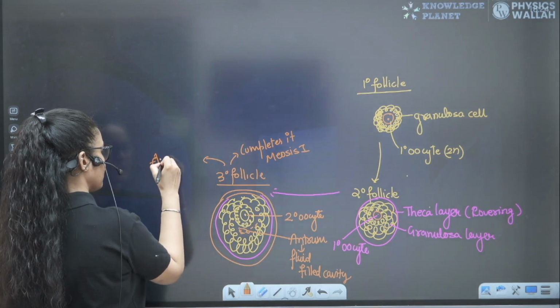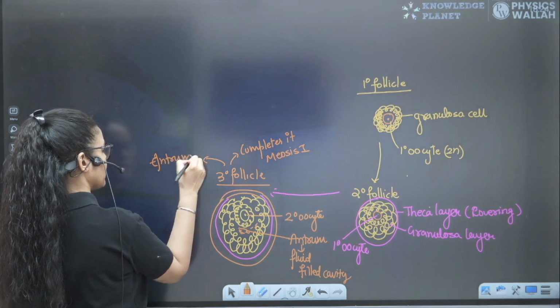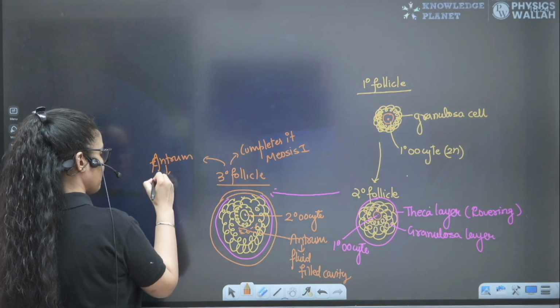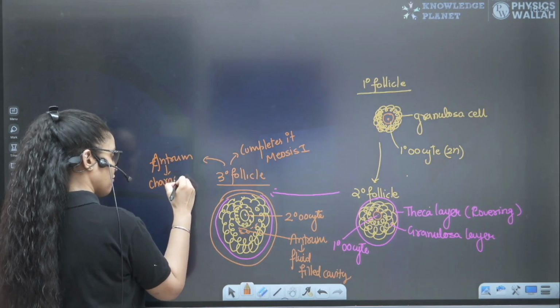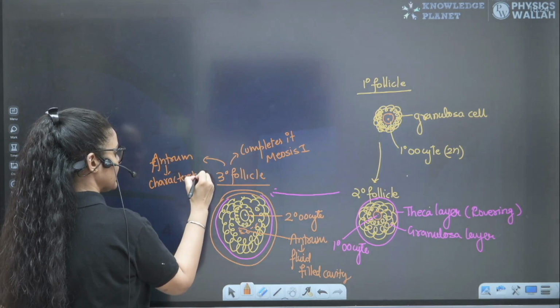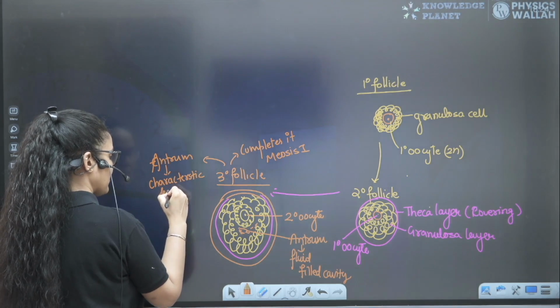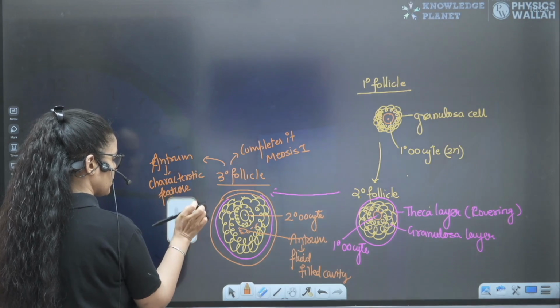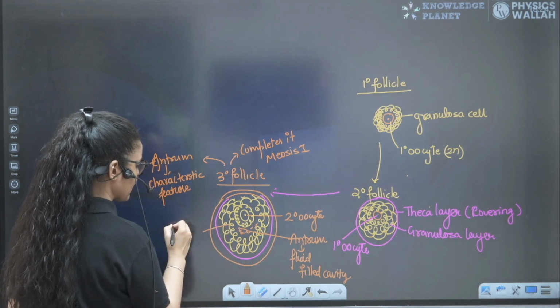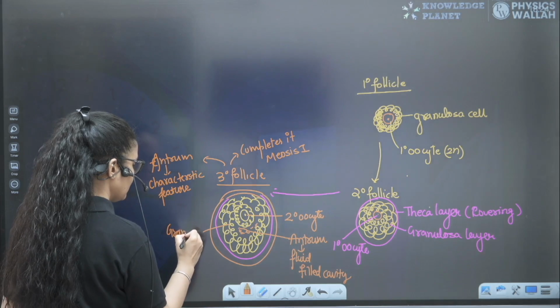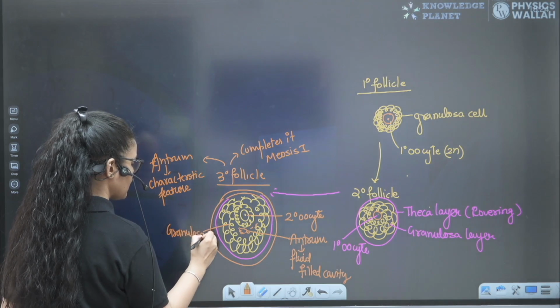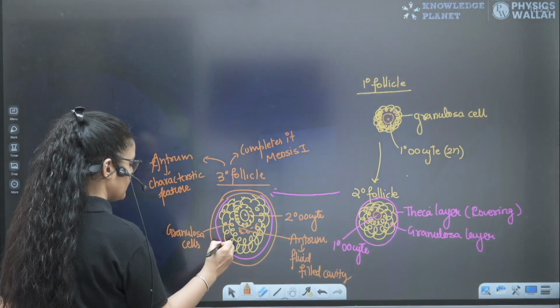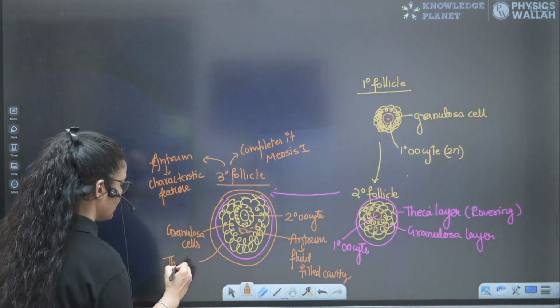So the antrum is a characteristic feature of the follicle, meaning that for the first time it was formed here in the tertiary follicle, and that's why it is considered a characteristic feature of the tertiary follicle, right? And obviously this is the granulosa cell layer. This is the theca interna.